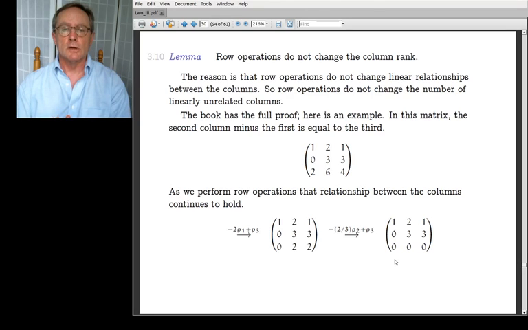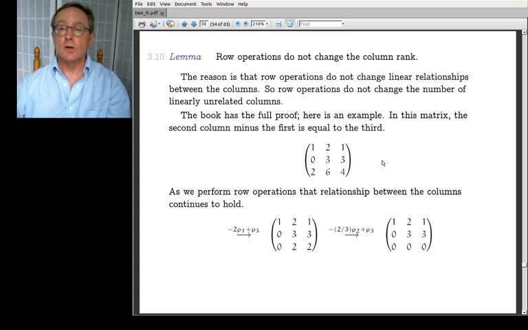So here we go. We're looking to say what's preserved. Row operations preserve column rank. Row operations don't change the linear relationships between the columns, so row operations don't change the number of linearly unrelated columns. What do I mean by that? Well, I mean that if x times the first column plus y times the second column equals 3, 2, 5, and you do a row operation, you don't change that. That was the whole point of what we talked about in the first chapter. We're not changing the x and y solutions.